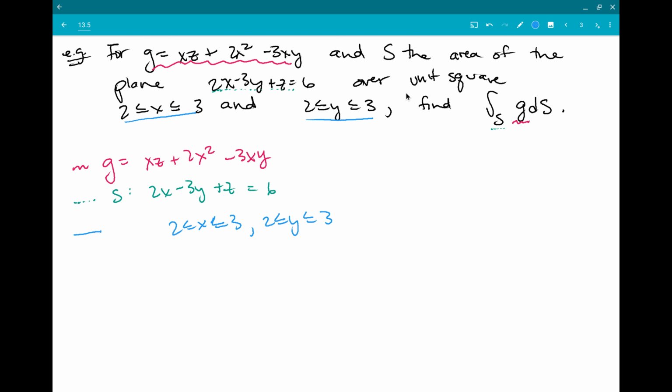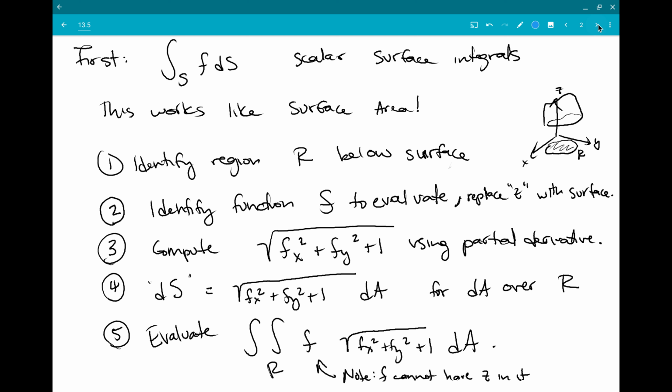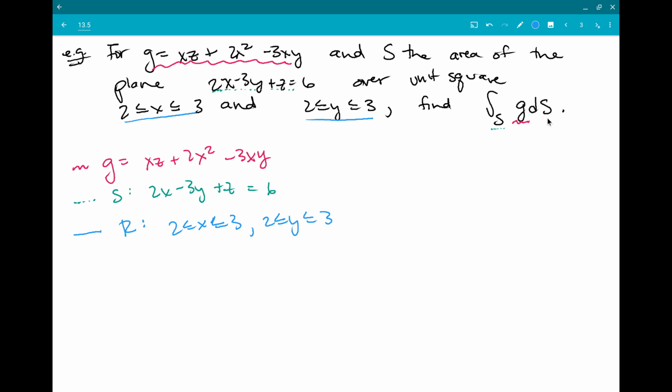And what you kind of have to recognize here is they're saying that we're finding the integral over the surface S above the unit square given by those two equations. So in this problem, they're actually being really nice, and they're giving us the region R below our surface. And even though it doesn't appear in the thing we're supposed to find, the surface integral, it's going to appear when we go ahead and convert it.